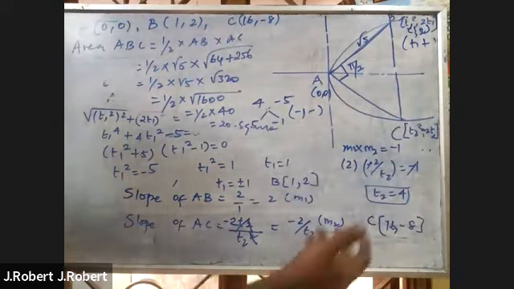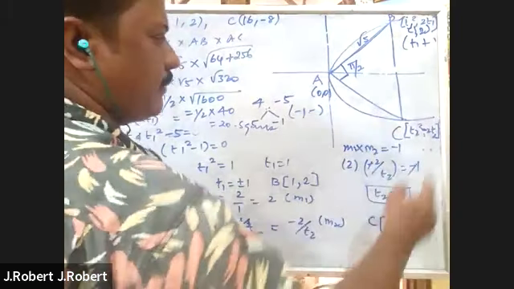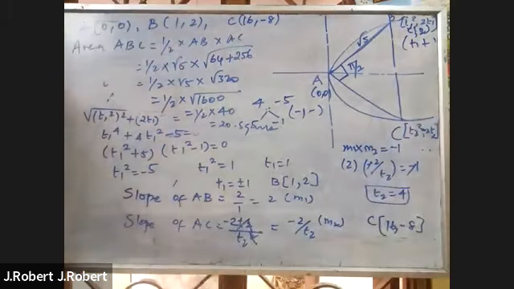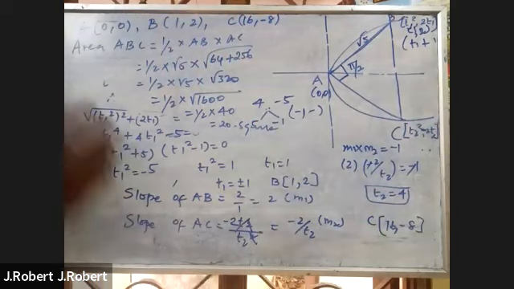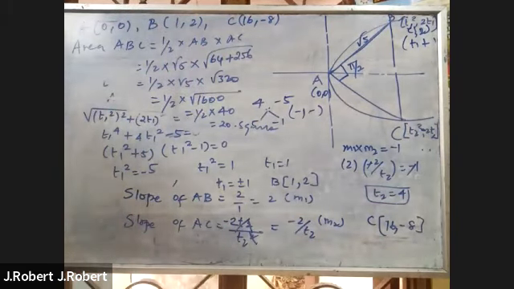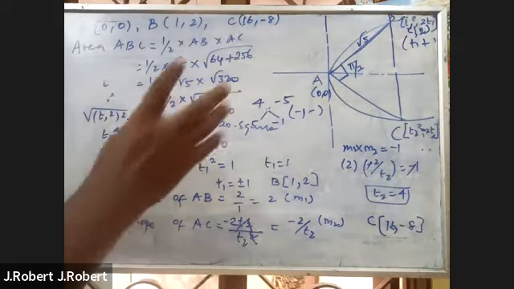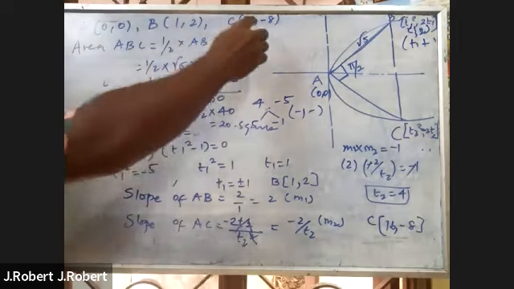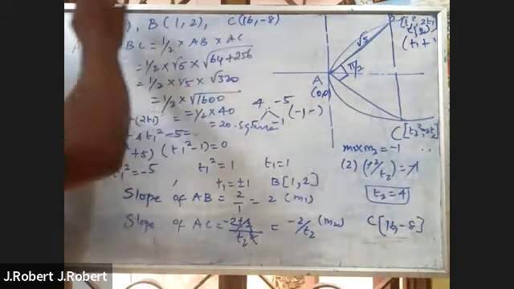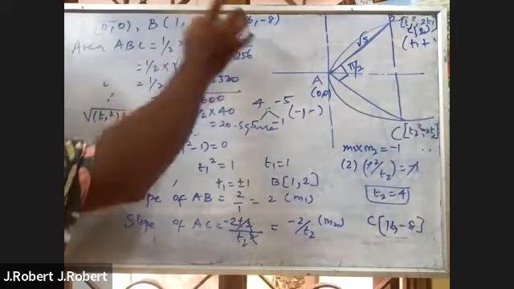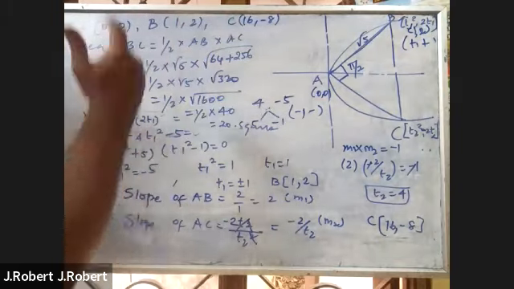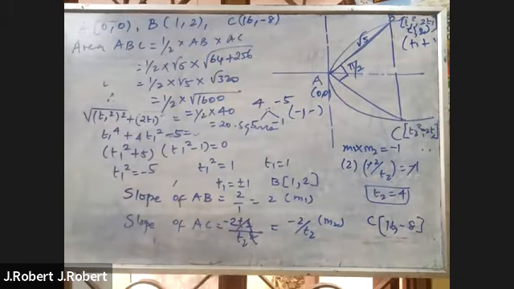So now substitute the values: T2 square becomes 16, and minus 2T2 is minus 8. Now we know the coordinates: A is (0, 0), B is (1, 2), and C is (16, minus 8). Now I'm going to find the area of triangle ABC, which is 1 by 2 into AB into AC. AB is already given, and AC is the square root of, using the distance formula, 16 square, 256, plus minus 8 whole square, 64, and we will get the answer. Please take this down.